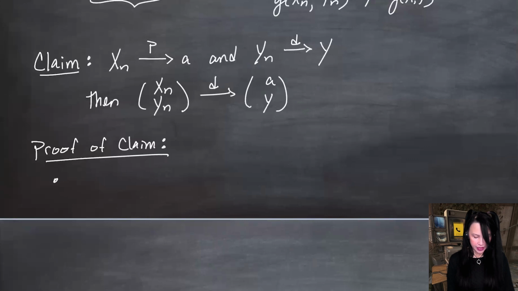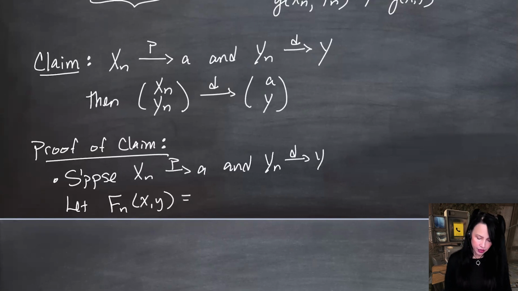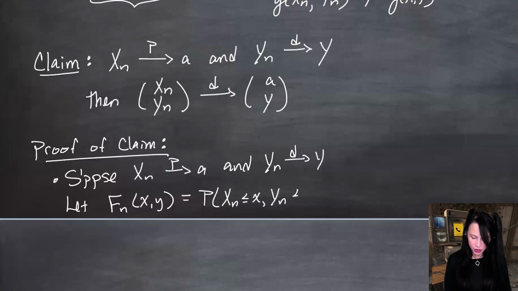So I don't know if I need to write this, but I'll write it for completeness. Suppose that Xn converges in probability to a and Yn converges in distribution to Y. I am going to let Fn of x and y be the joint CDF, the probability that Xn is less than or equal to x and Yn is less than or equal to y. And I want to show that this converges, as n goes to infinity, to the joint CDF for a, the constant, and the random variable Y.